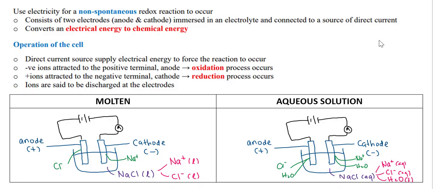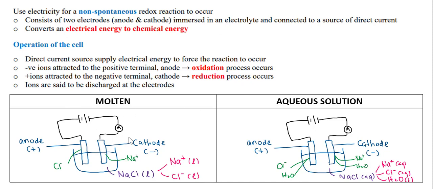So, how does an electrolytic cell operate? The direct current source supplies electrical energy to force the reaction to occur. The negatively charged ions are attracted to the positive terminal, which is the anode, while the positively charged ions are attracted to the negative terminal, which is the cathode. At the anode, the oxidation process occurs, while at the cathode, the reduction process occurs. Ions are said to be discharged at the electrodes. The electrons travel through the wire from anode to cathode.